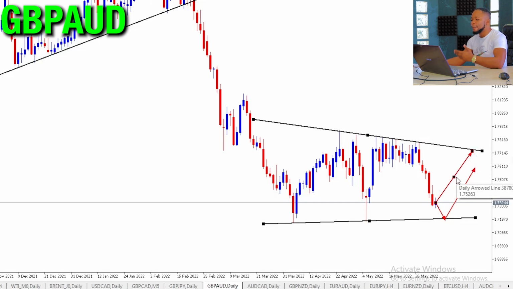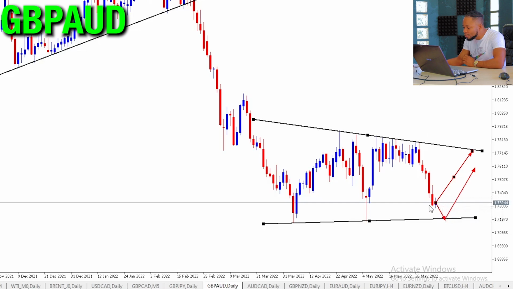But in between, remember, I'm only going to be looking to sell at this particular resistance level or buy at this particular support. In between, I don't plan on taking any trade. I only plan on managing my trade in between. That is the plan I have.